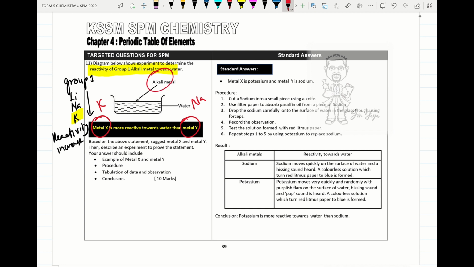So here the alkali metals are placed on the surface of water and we check the reactivity of the metal. From the above statement, we need to suggest metal X, which is potassium, and metal Y, which is sodium. And give the procedure, tabulation of data, observation, and finally we have to make a conclusion.